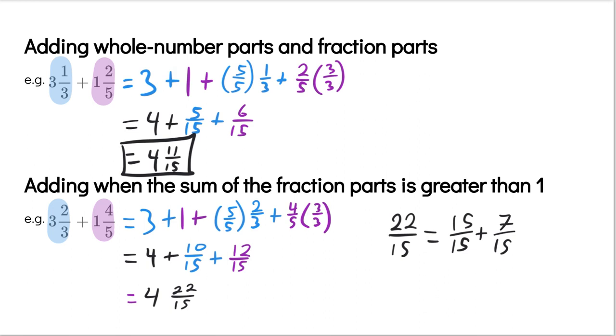So this becomes 4 plus 1 plus 7 fifteenths, which is just 5 and 7 fifteenths. And there's our final answer.